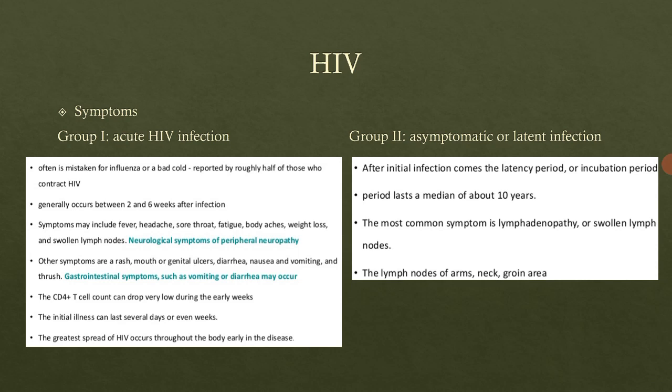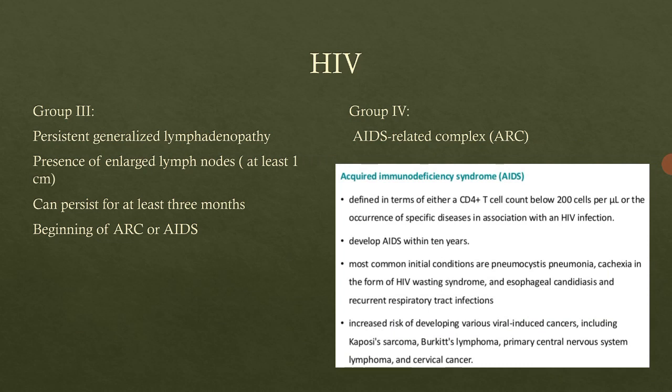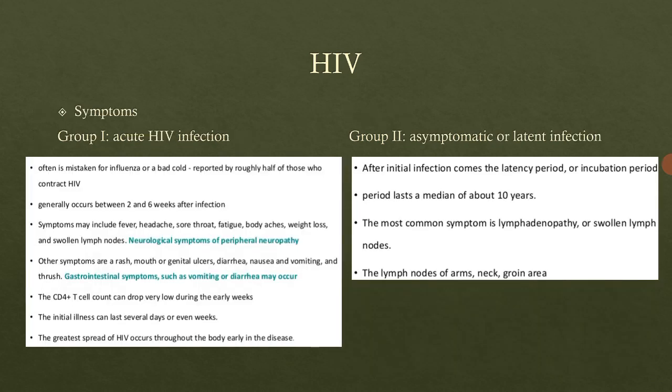Now we have 4 distributions for its symptoms: group 1, group 2, group 3 and group 4. In that, group 1 is the acute HIV infection. In the acute HIV infection, first the infection symptoms will occur, then in group 2 there will be no symptoms, in group 3 again there will be no symptoms, and in group 4 there will be symptoms. So we will start with group 1, that is acute HIV infection.